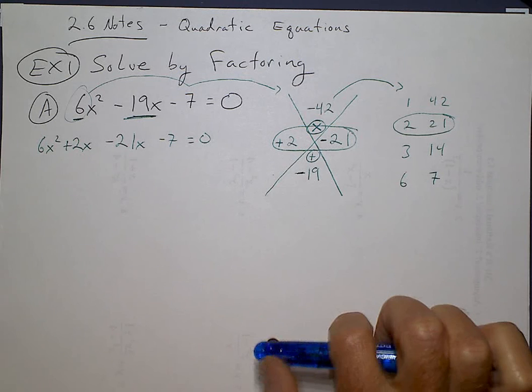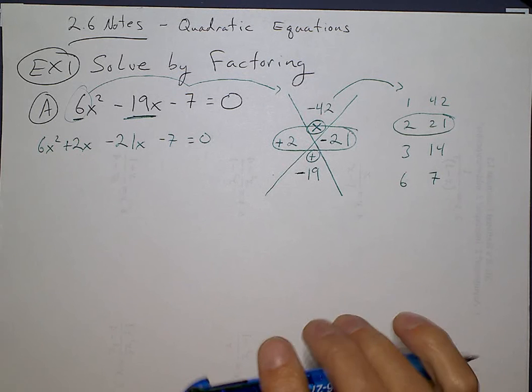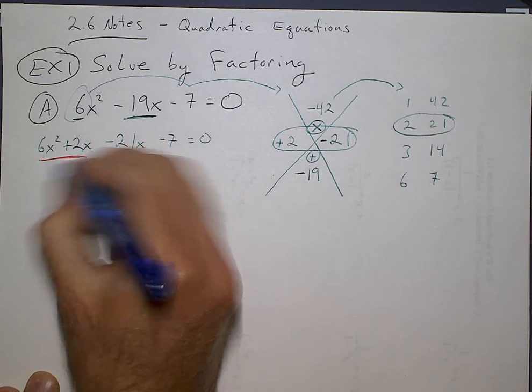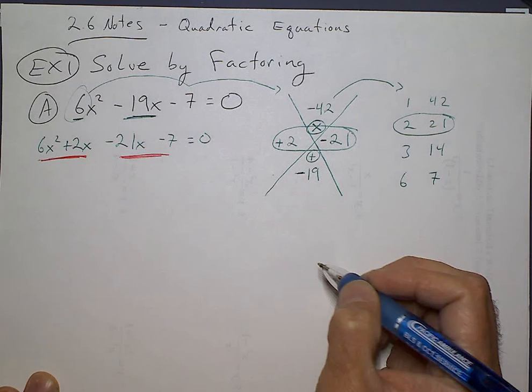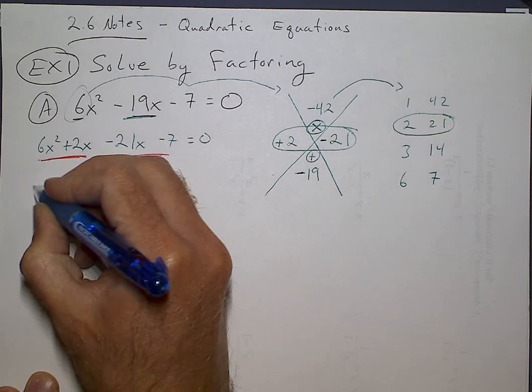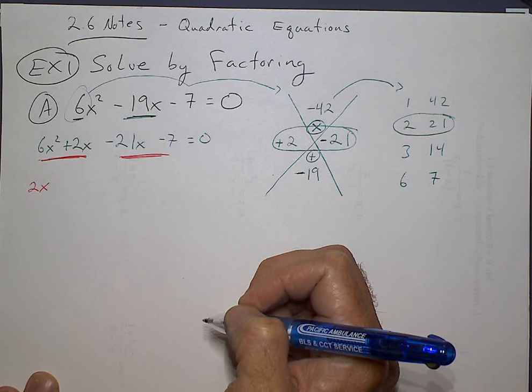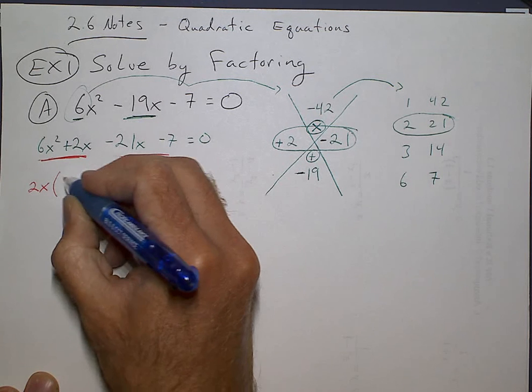And now from here we're going to factor by grouping. Because whenever you have 4 terms, we factor by grouping. So here's group 1, here's group 2. And what these both have in common, they both have a 2 and also an x in common. And then what's left over would be 3x plus 1.